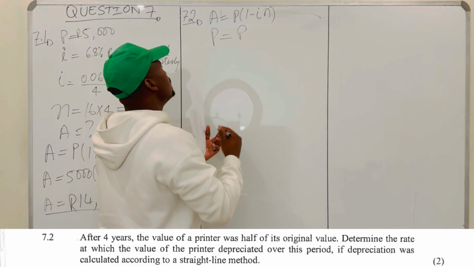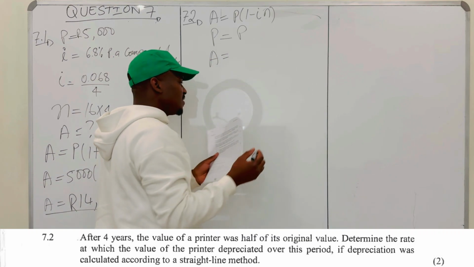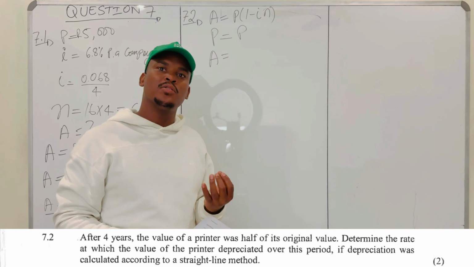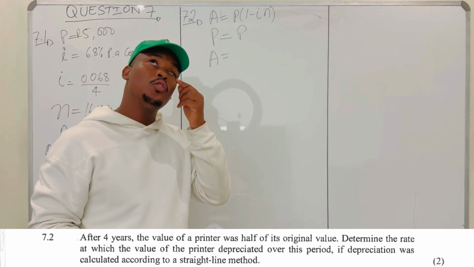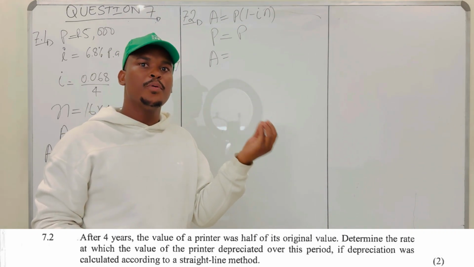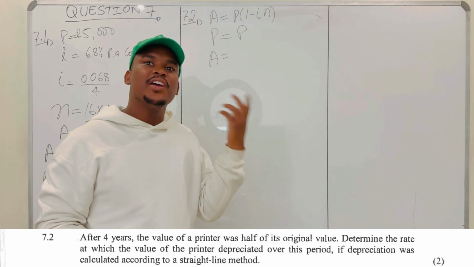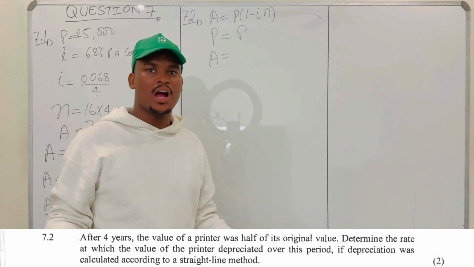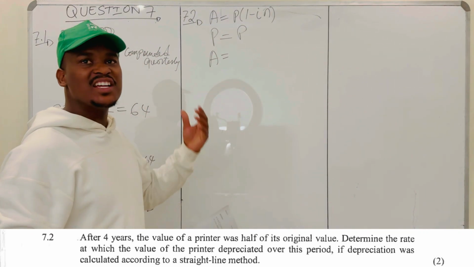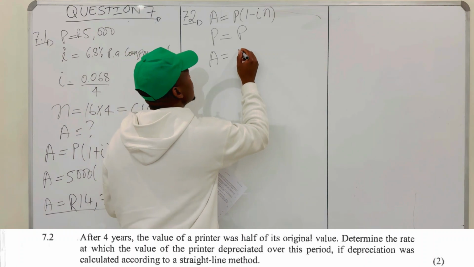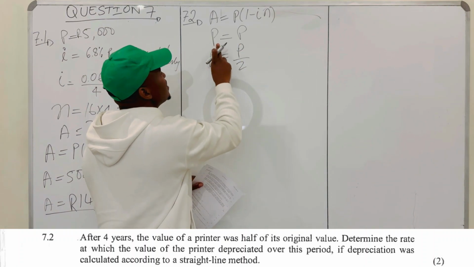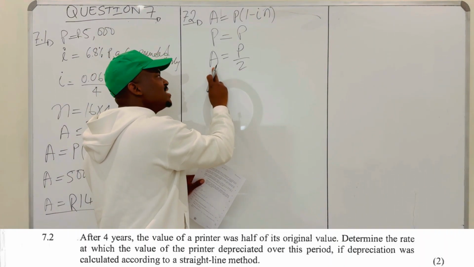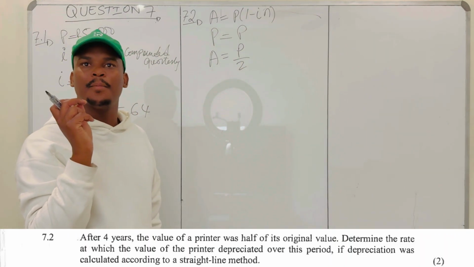And then now it's book value A, because book value, when you're talking about depreciation, A here is not an accumulated amount. It is the book value of that asset. So a book value is the value of an asset after it has depreciated, after depreciation has been taken into account, right? So after it has depreciated, the price now was half of the original amount. The initial amount, principal amount was P, and the book value now of that printer was half that of the initial amount.